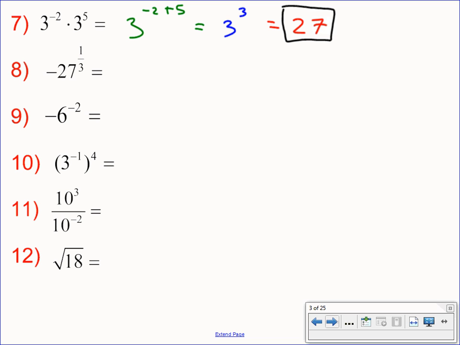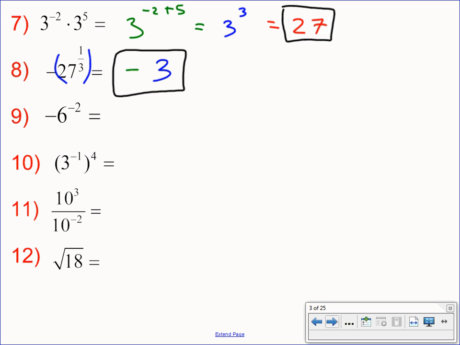And so this is really negative, and then 1 over 20. Oh, nope. This is just negative 27 to the 1/3 power. And 27 to the 1/3 power is asking for the cube root of 27. And so this is just negative in front and then 3. And so my final answer here is just negative 3. That's not bad at all.